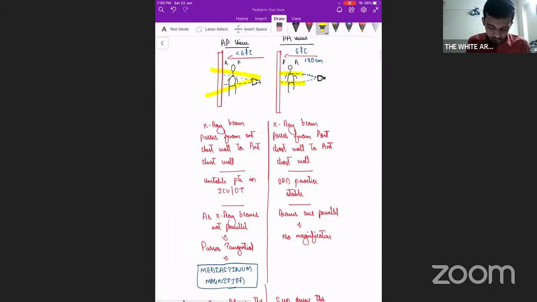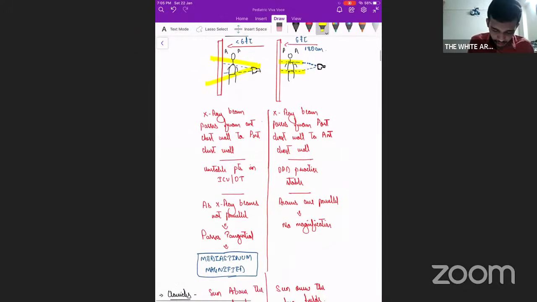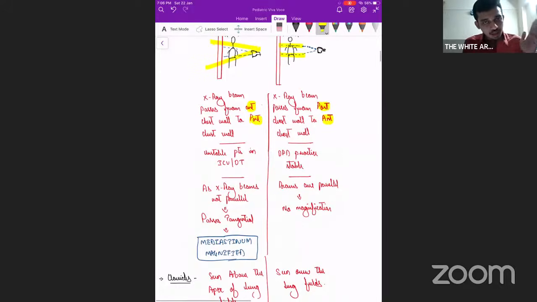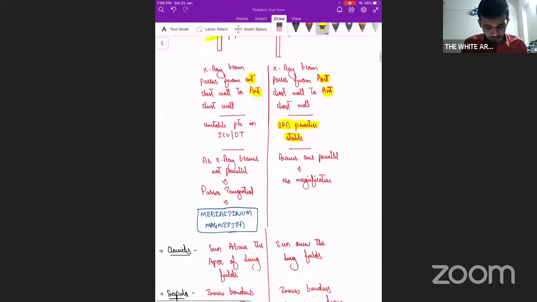In AP view, the X-ray beam passes from the anterior chest wall to the posterior chest wall, correct? Whereas in PA view, it passes from posterior to anterior chest wall. An AP view is usually done bedside, correct? So it is preferred in unstable patients who are admitted in ICU, OT, or as an emergency procedure. But PA is used in OPD practice in a stable patient, okay?